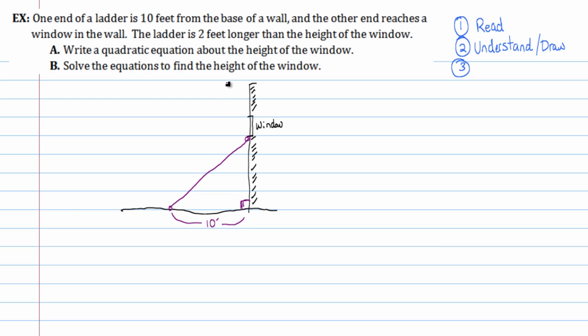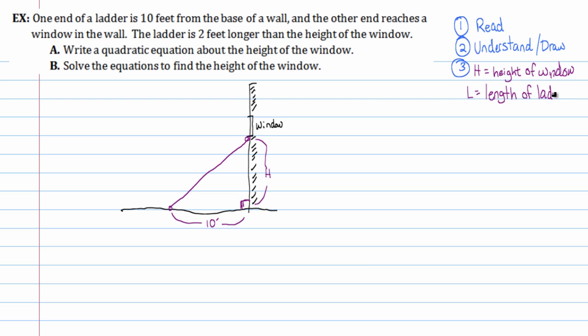And the ladder is 2 feet longer than the height of the window. Write an equation about the height of the window. So, we need to find the height of the window. I'm going to label the height as h. So h equals height of window. And I'm a big fan of labeling all my unknowns. So if h is the height of the window, the other thing we don't know in this situation is the length of the ladder. L is length of ladder.